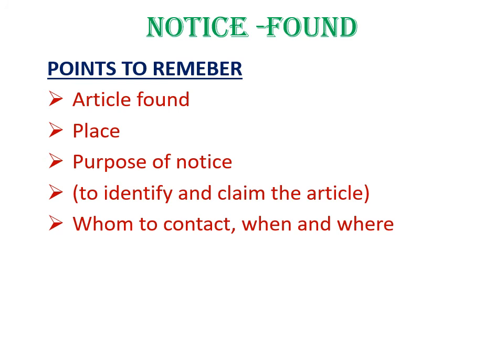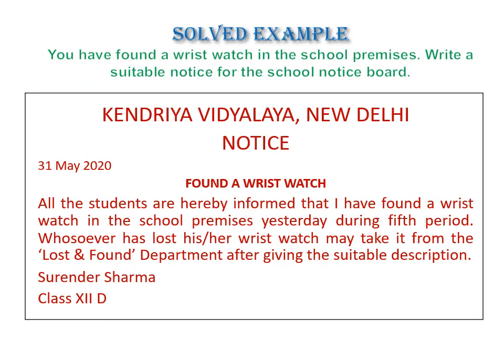Now we have a notice related to found item. Again, the same thing, you have to mention the name of the article found, place where it is found, then identity should be mentioned to claim the article, and whom to contact when and where. A solved example based on the found item. It is again a wristwatch.